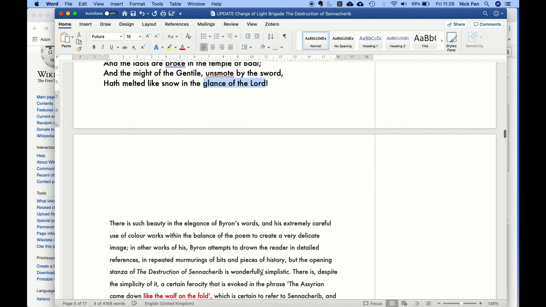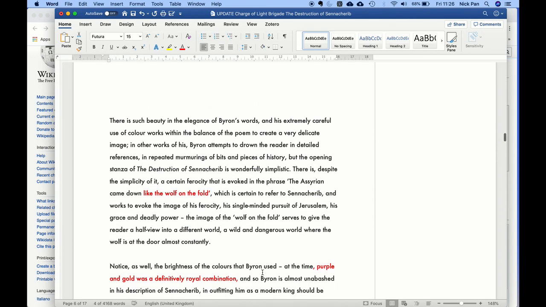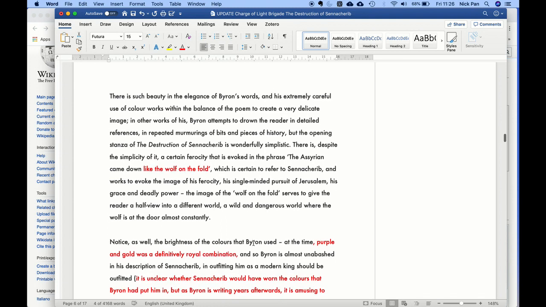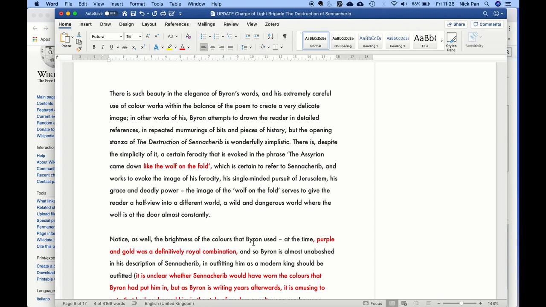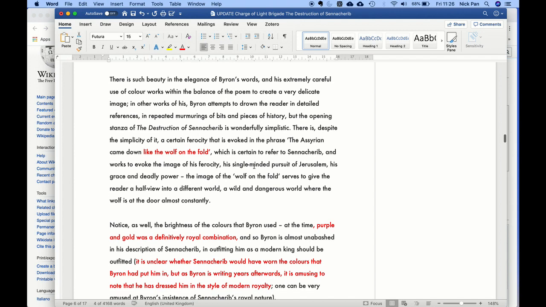Okay. So there's a beauty and elegance in Byron's words, and he has an extremely careful use of colour in the poem to create a very delicate image. In other works of his, Byron attempts to drown a reader in detail, references, repeated bits and pieces of history, but this opening stanza is pretty simplistic as it goes. There is, despite the simplicity of it all, a fierceness, a ferocity of it when he says the phrase, "The Assyrian came down like a wolf on the fold."